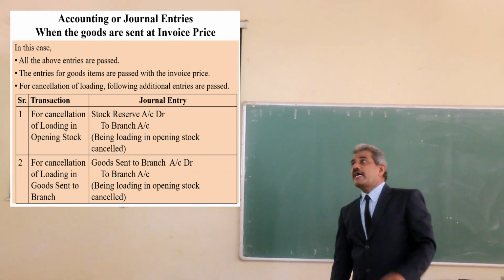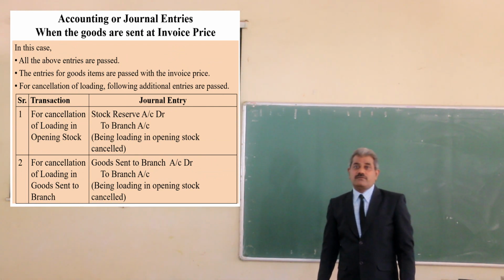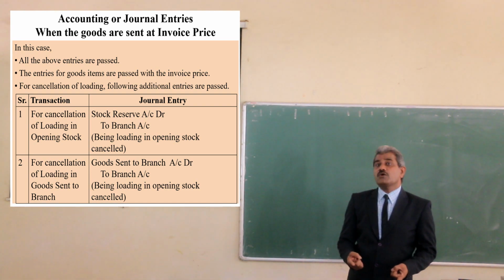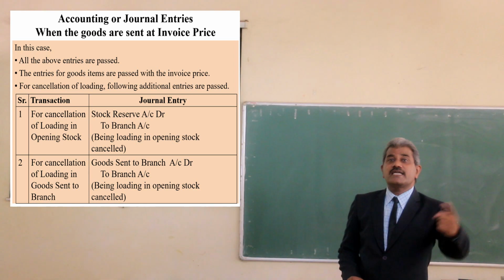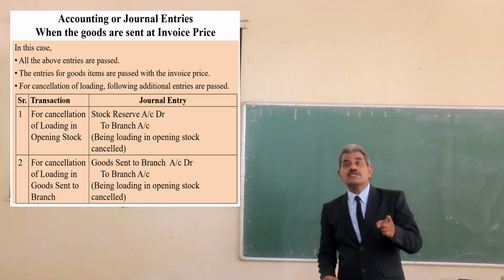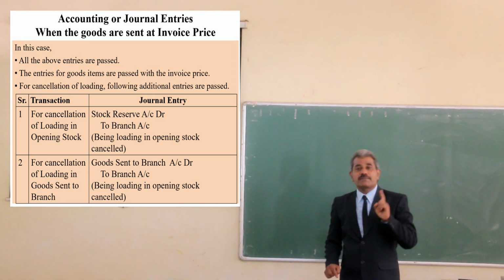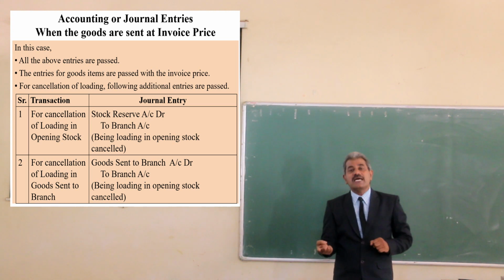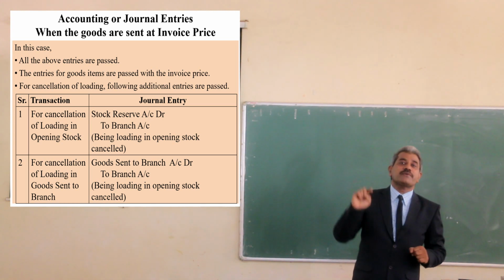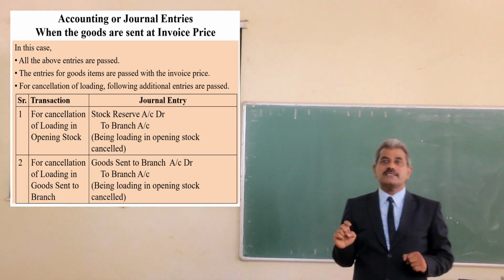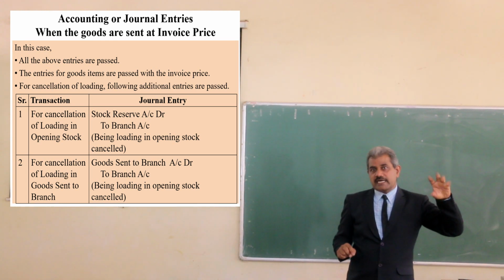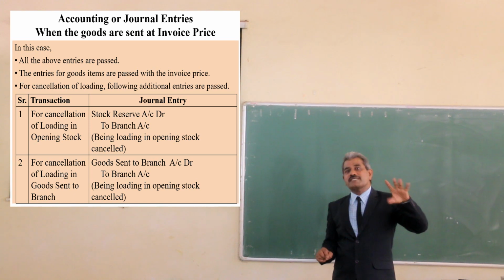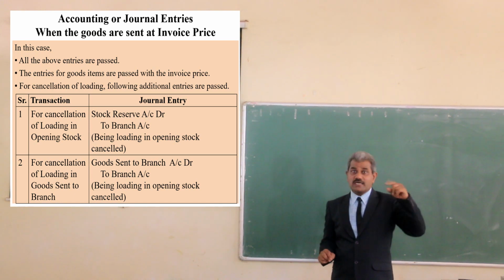Some additional entries you have to pass when the goods are invoiced at invoice price. When the goods are supplied by the head office to the branch at invoice price or selling price, or above cost price, then at such time additional 5 entries you have to pass for cancellation of loading as the rule states.